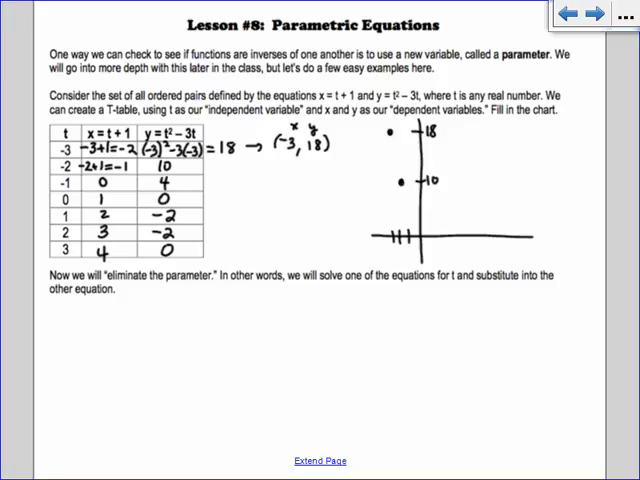Negative 1 comma, or sorry, what am I doing? It's my x and my y. I'm looking at the wrong thing. So it is negative 3 comma 18, and then it's negative 2 comma 10, my x comma y. And my negative 1 comma 4, my 0 comma 0, my 1 comma negative 2. And you could continue to graph it, 3 comma 0, and so on.